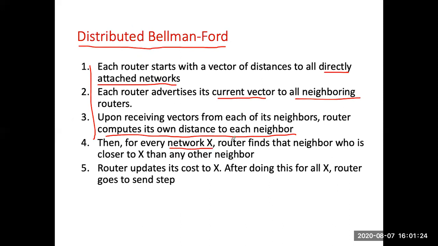Then for all the network X, routers basically find the neighbor who is closer to X than any other neighbor. There might be a case that there are two neighbors who have the information about the network X, but the router will find the neighbor who is closer to X than any other neighbor. Okay, and then the router will update its cost to X, and after doing this for all the X, this means for all the networks, the router will go to the send step.